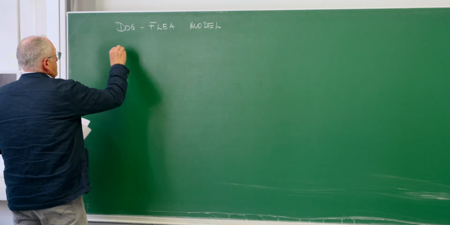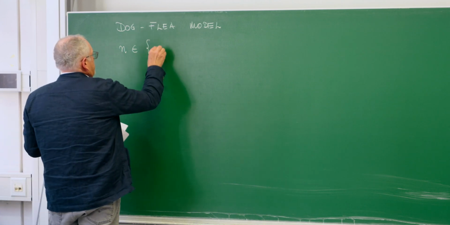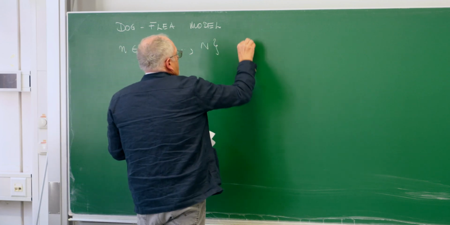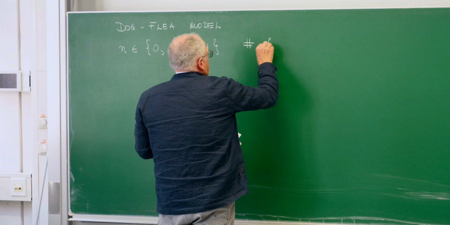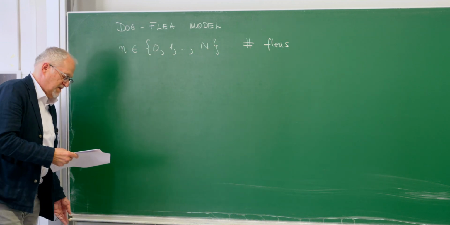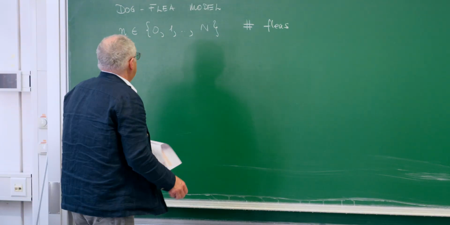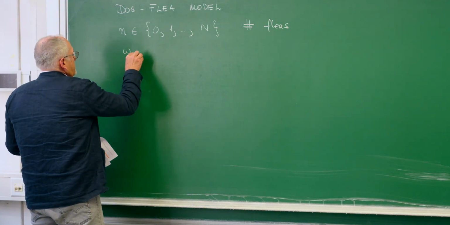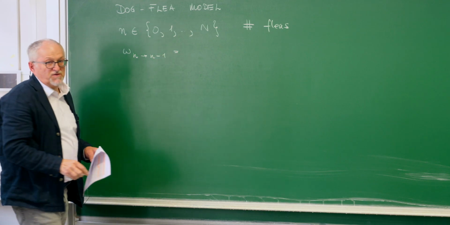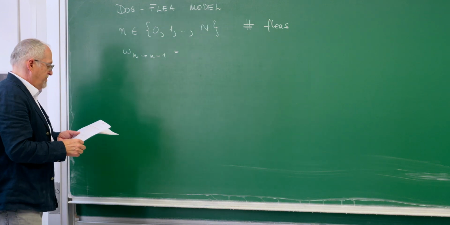You have a random variable, which is the number of fleas that you can have, say, on Alice. And the number of fleas can be anything between 0 and an upper number of these fleas, and let's call this n. If I want to describe this in terms of a stochastic process, I need to give you the corresponding transition rates between the states n and n minus 1.